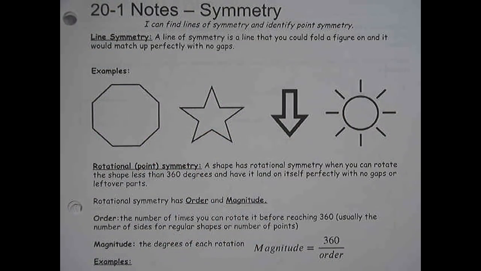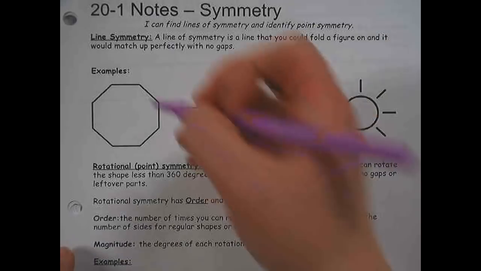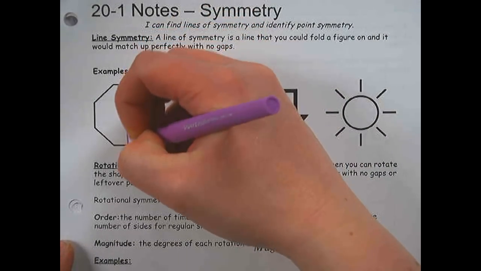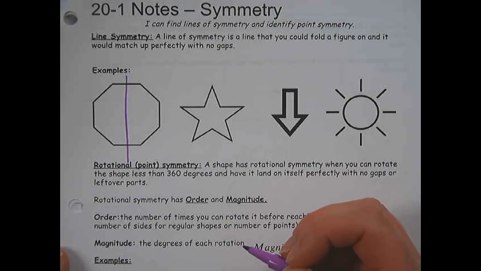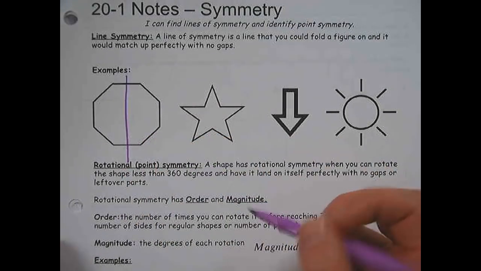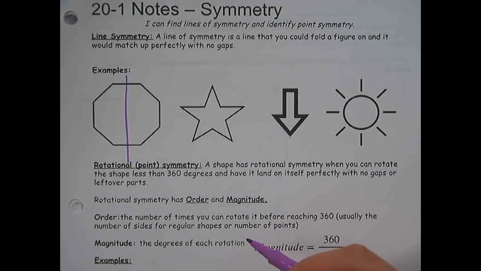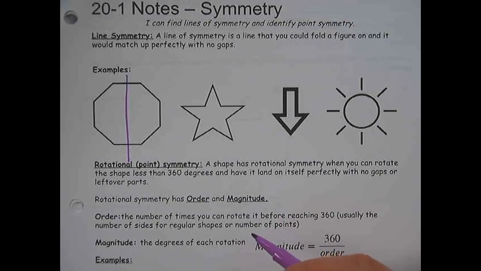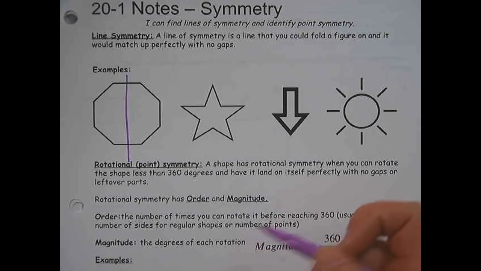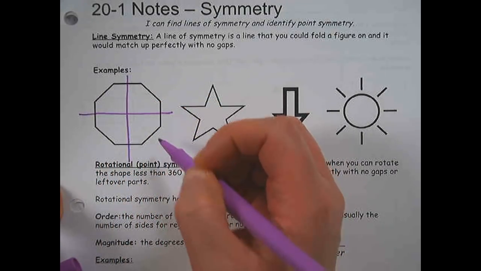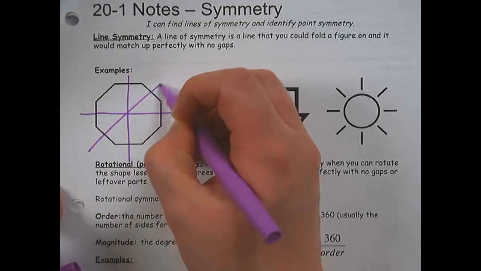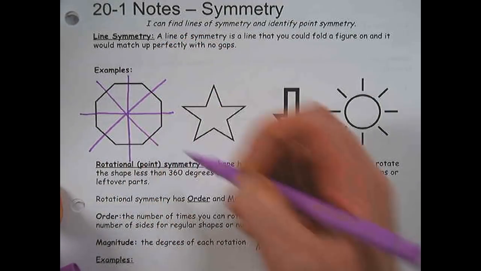An example of this: we've got this octagon here, and an octagon has quite a few lines of symmetry, but the first one that most people easily see is just going straight down the middle. If I were to fold it along that line, there would be no gaps, nothing would be left sticking out, and it looks the same on both sides. It's a mirror image of each other, both sides. I can do that this way and this way too.